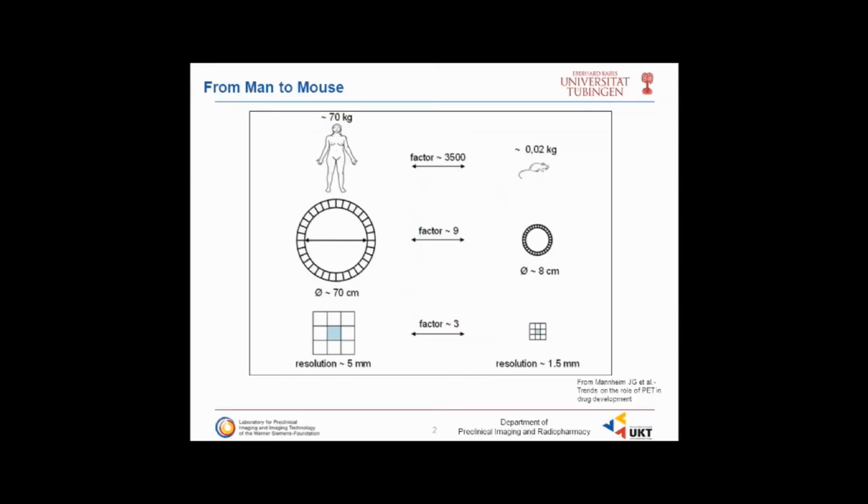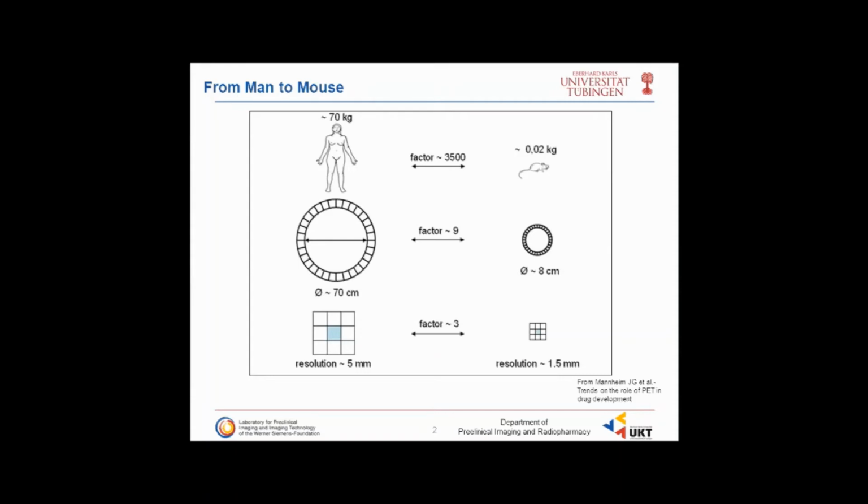So when we look at a PET scanner, we have to consider between a clinical and a preclinical scanner that there are major differences. One is the object of interest. In a patient, we have approximately 70 kilograms, and in a mouse, we have only 20 grams. So there's a factor of 3,500 in between the clinical and the preclinical object.